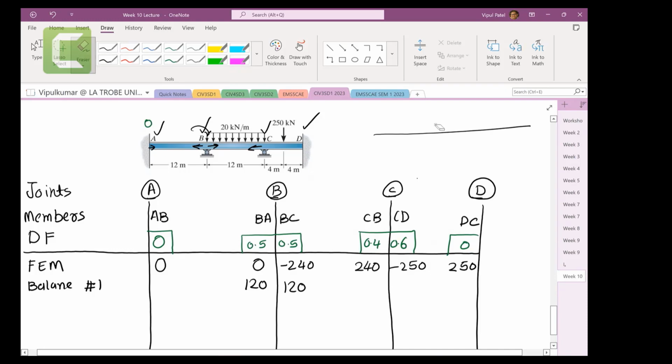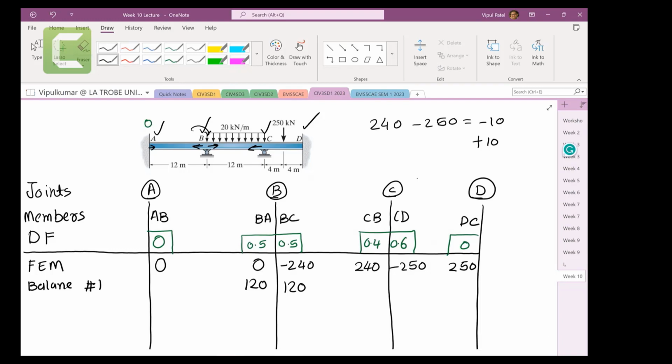Now joint C. How much extra moment do you have there? At CB you have 240 and you have 250, so the unbalanced moment is minus 10 kilonewton meters. To balance it, I would make the minus 10 into plus 10, because if I add plus 10 to minus 10, it becomes 0. It becomes balanced. So we are going to add 10 kilonewton meters here.